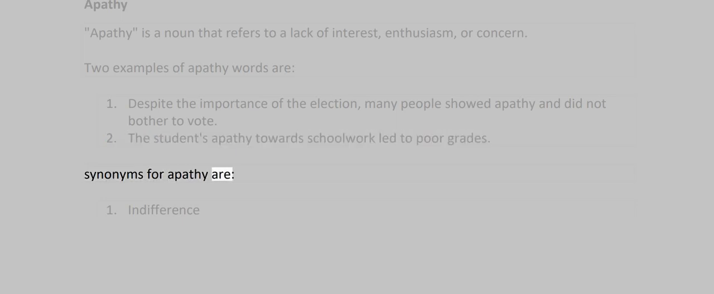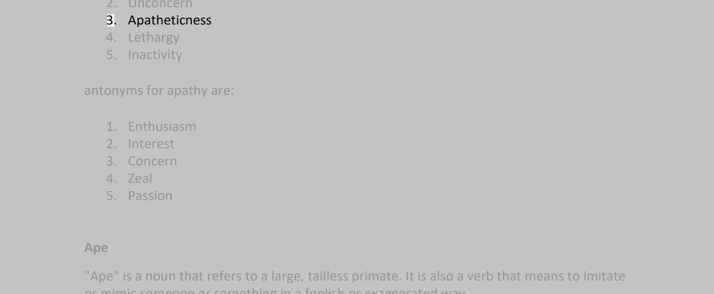Synonyms for apathy are: 1. Indifference. 2. Unconcern. 3. Apatheticness. 4. Lethargy. 5. Inactivity. Antonyms for apathy are: 1. Enthusiasm. 2. Interest. 3. Concern.